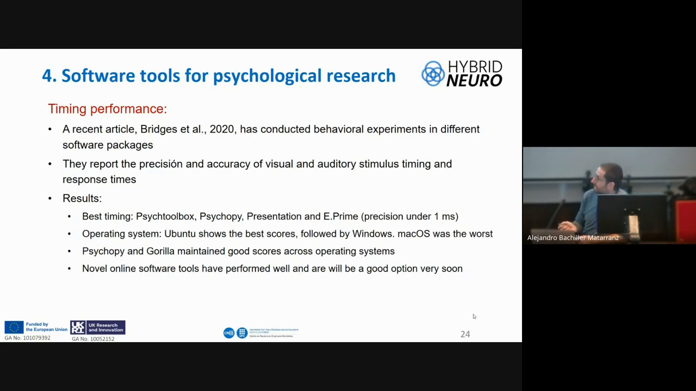The timing performance is a key point when we are taking into account the software tools. There are some recent papers that have conducted behavioral experiments in different software platforms and in different operating systems, and regarding the result, the best timing is from PsychoToolbox, PsychoPy, Presentation, and E-Prime, with precision under 1 millisecond. So they say that all four achieve the restriction that is planned. Regarding the operating system, Ubuntu showed the best scores.